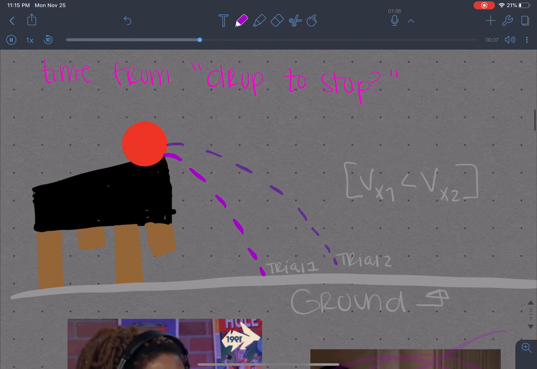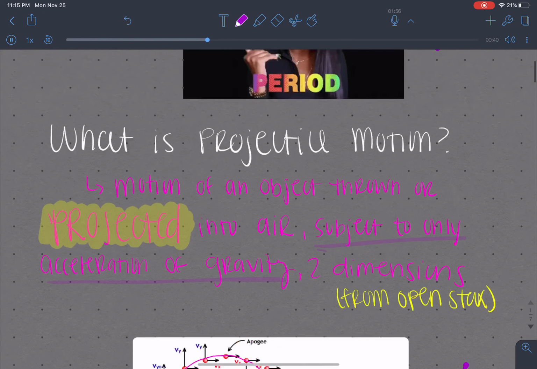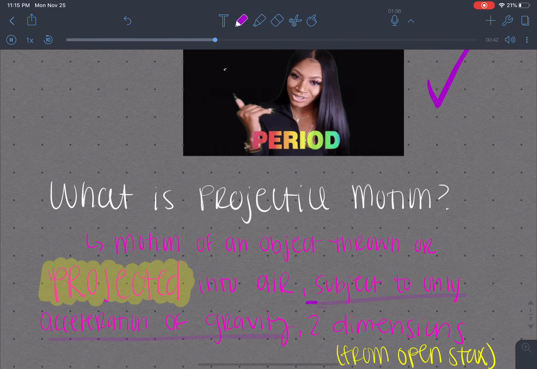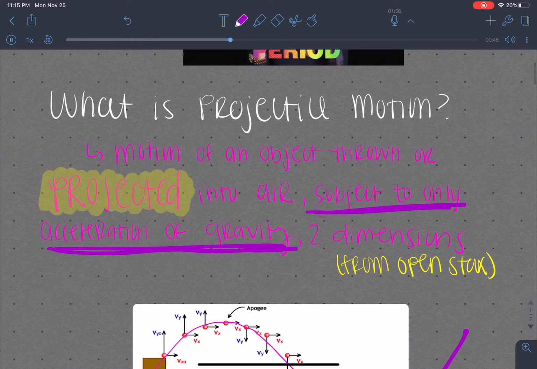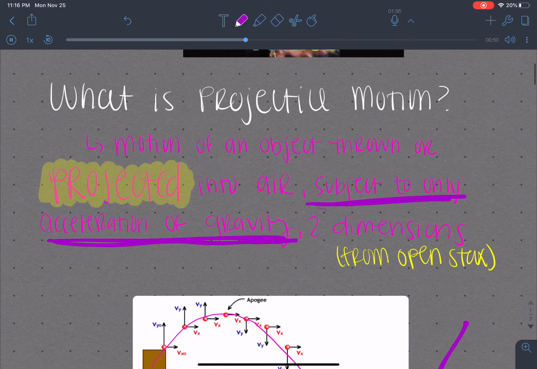Well, just from the definition alone, you can conclude that they will have the same drop to stop time, because the only acceleration acting on the object is in the y direction, and this asks about velocities in the x.